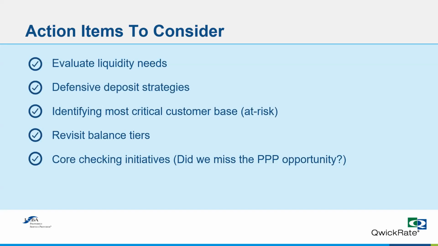I think another thing that can be helpful here is just revisiting balance tiers. We've seen, like we said, increases in the average balances. Maybe some of the tiers that you have for your products, you might want to revisit those balance tiers as well. We talked about this in our quarterly webinar for Quick Analytics and IntelliCredit.